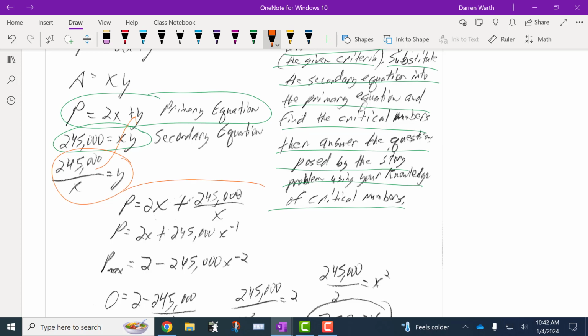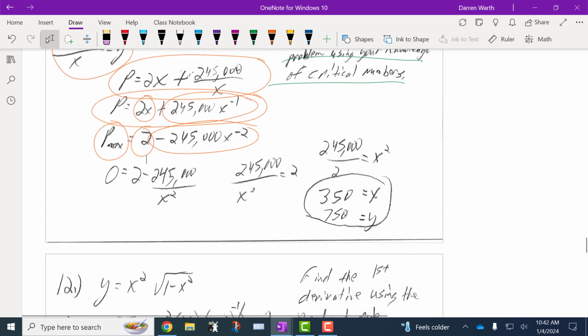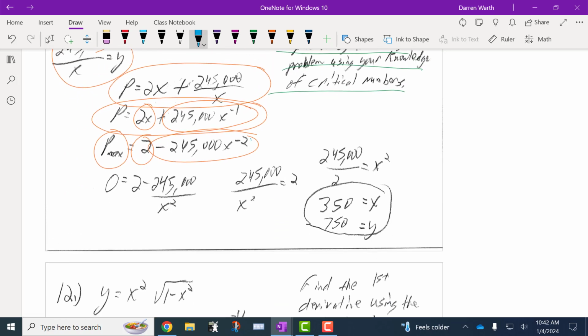So I've got P equals 2x plus 245,000 times x to the negative 1. So I rewrite that as 2x plus 245,000 x to the negative 1. So I can go and find this derivative, because the derivative is where the maximums and minimums occur. So for the perimeter, I take the derivative of 2x, I get 2. I take the derivative of 245,000 x to the negative 1, I get negative 245,000 x to the negative 2. I use my algebra and simplify that down. So to simplify that, remember x to the negative 2 goes to the denominator. So now I got 2 minus 245,000 all over x squared.